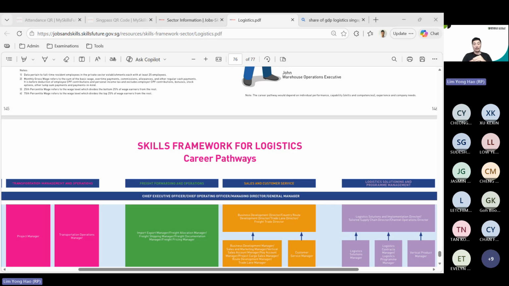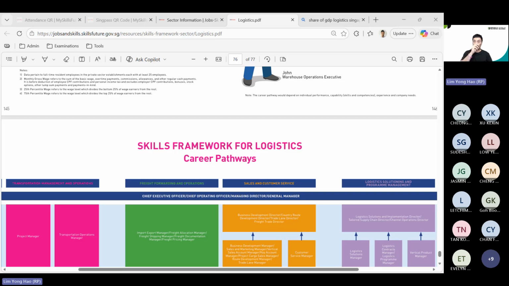SkillsFuture, as far as I know, is trying to come up with some of these dashboards. They are similar in nature to what O*NET is doing, so that you can be a bit more interactive when you search for this information. But before some of these dashboards are deployed, that's the best option that we have for a very comprehensive overview of the industry in Singapore.